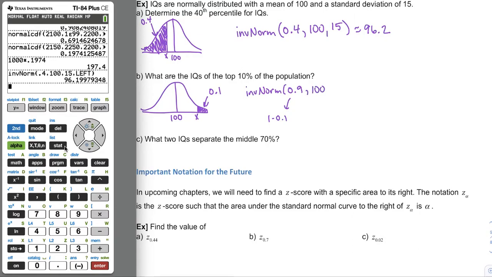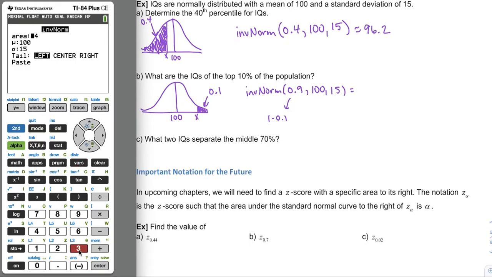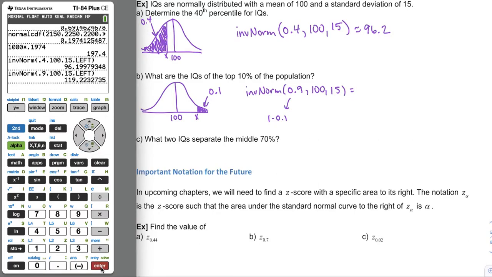We use the same mean and standard deviation. Let's go back to our second vars, number 3. I think I'll show you both. So for most of you who have a calculator where you can't change the tail, leave it as left. It's 0.9. Okay, so we get about 119.2. That means that people in the top 10% of the population have an IQ of 119.2 or higher.